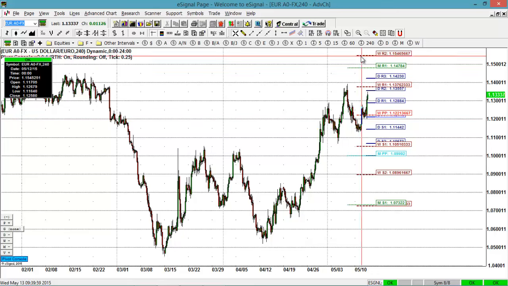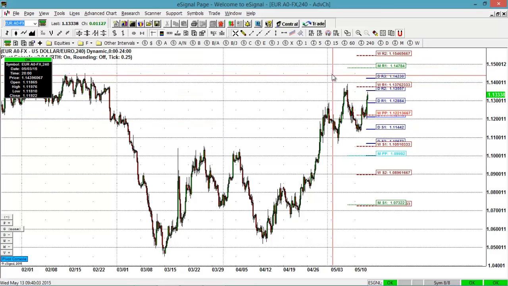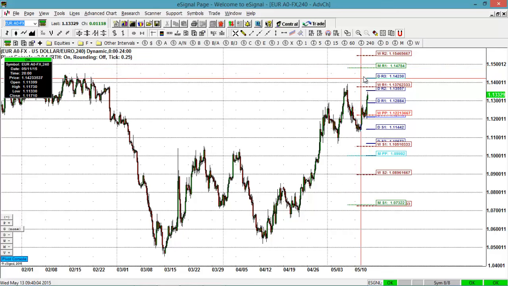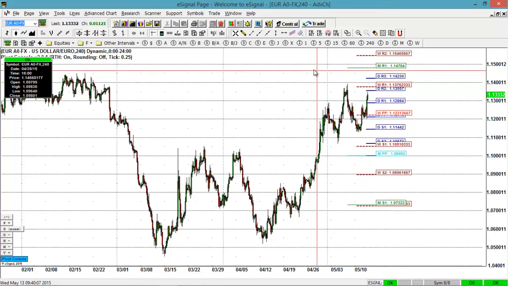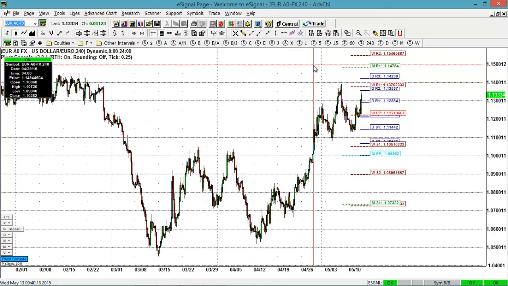So you can keep that in mind, especially day traders, because when the market approaches these numbers, normally you get a reaction, and day traders can take a quick scalp, if that's your trading style.